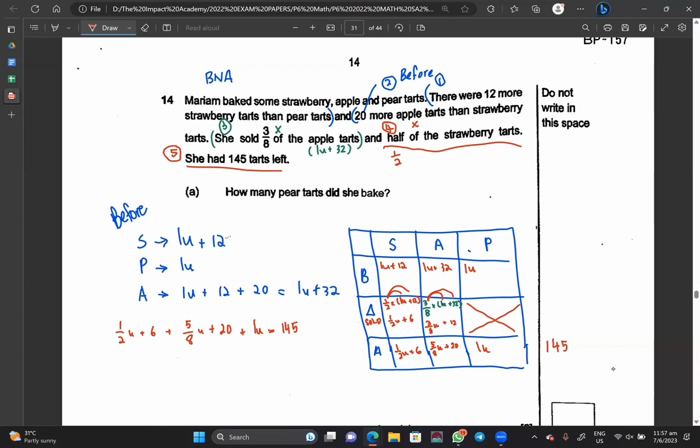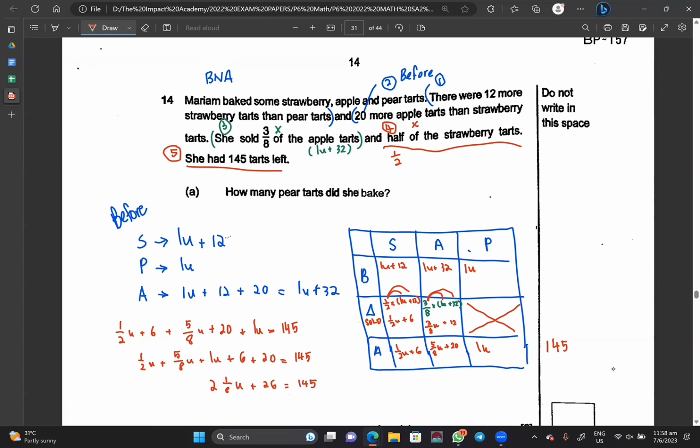Okay, so what you want to do is same family sit together, right? So the units and the units together, so half a unit plus 5/8 unit plus 1 unit, numbers and numbers together, plus 6 plus 20 equals 145. Okay, now, units and units, so we just press our calculator. For the units part, we get 2 1/8 units plus, for the numbers, 26. Okay, equals 145.